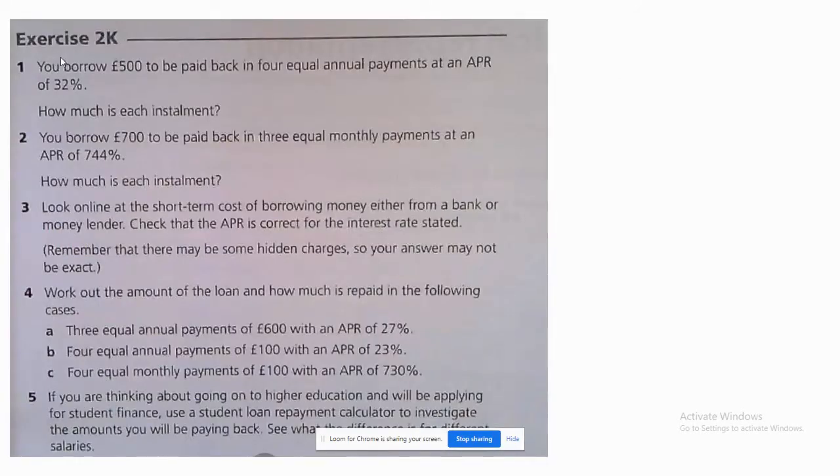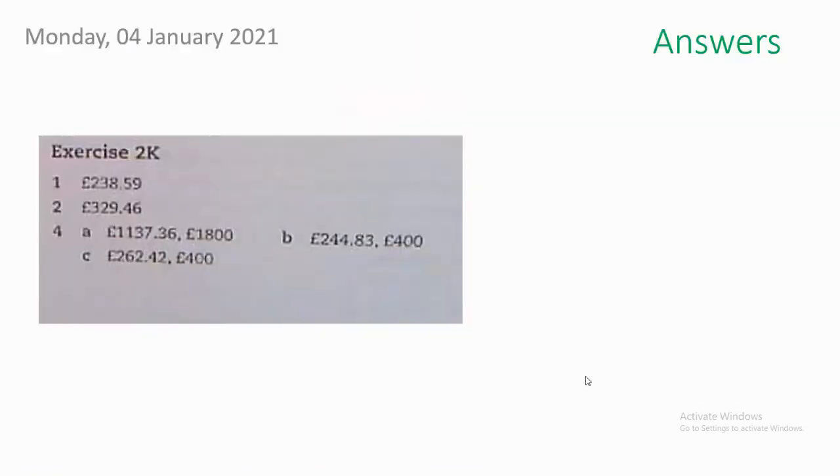So now we've done those examples, you can obviously go back and pause the videos for each one and make notes as you wish. And then I would like you to have a go at exercise 2K, which is also in the textbook on page 67. You've got 5 questions there to do. Once you've done them, the answers are in the back of the textbook if you've got it. Otherwise, there are your answers.